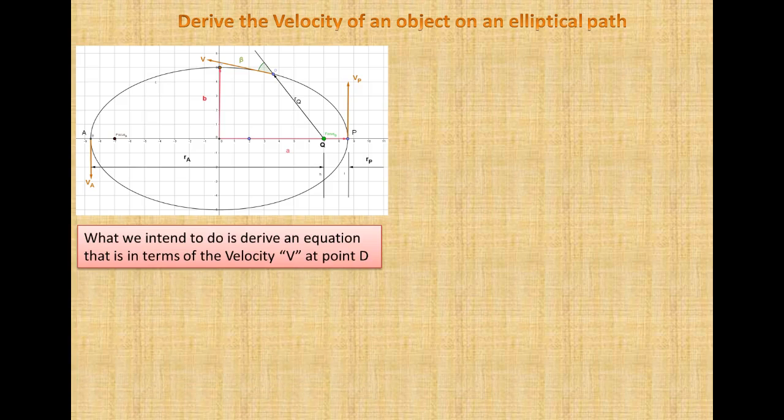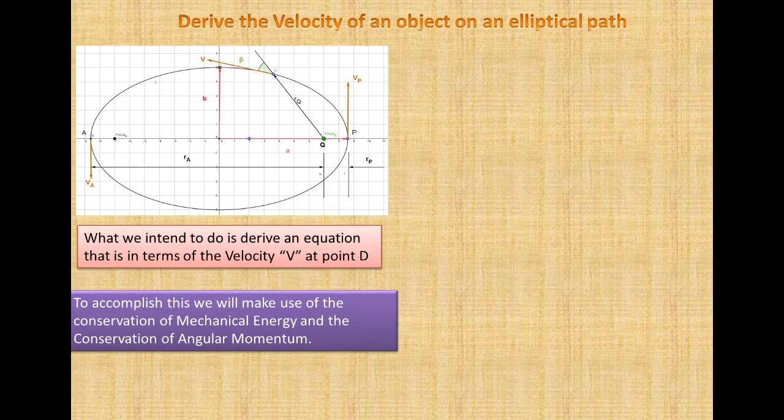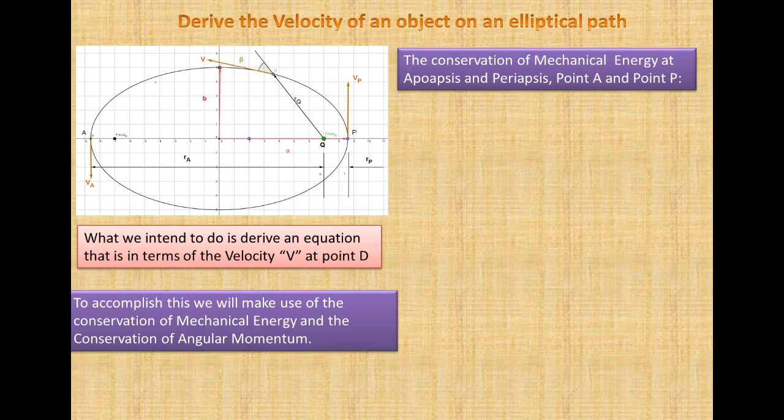Okay, what we intend to do is derive an equation that is in terms of the velocity v at point D up here. And point D is any point along here. I just show it right there, but it could be any point. So we're getting a velocity for any point along the ellipse. And to accomplish this, we will make use of the conservation of mechanical energy and the conservation of angular momentum. First, the conservation of mechanical energy at apoapsis and periapsis, point A and point P. We want the conservation of mechanical energy at these two points.